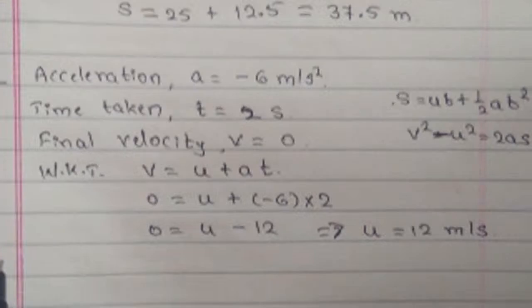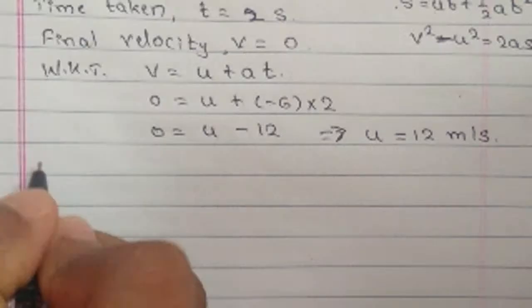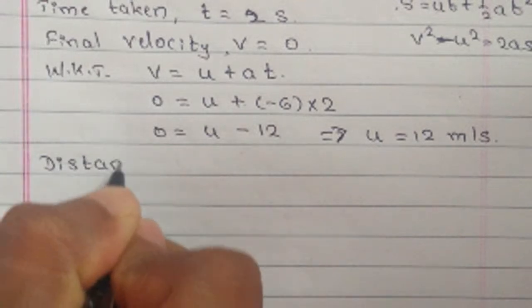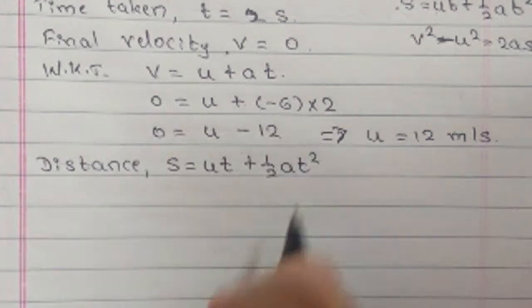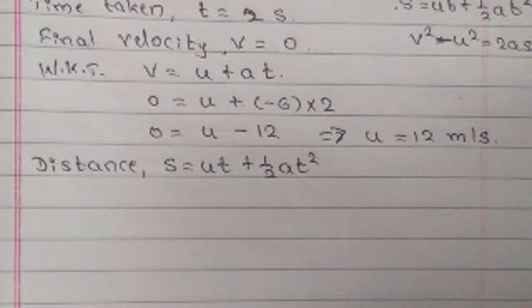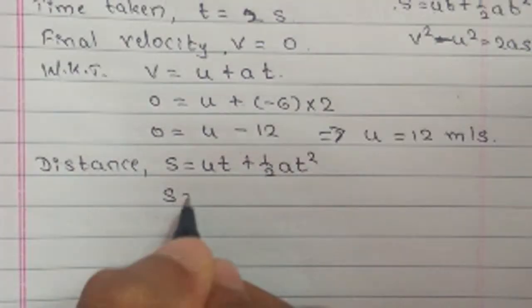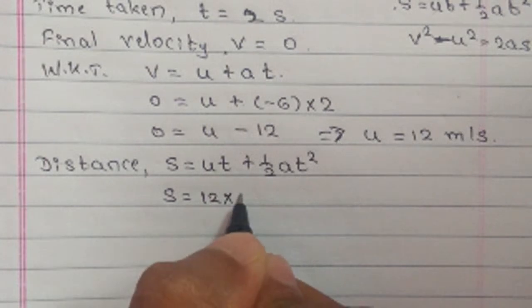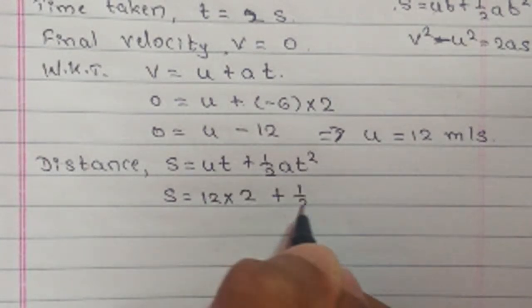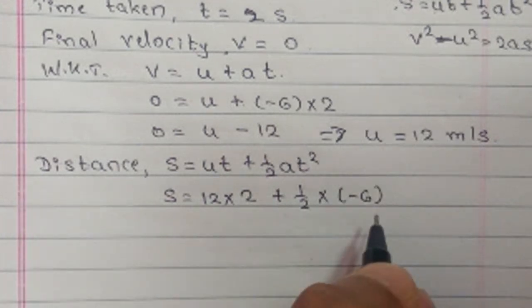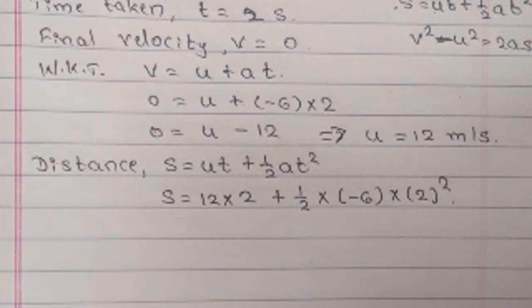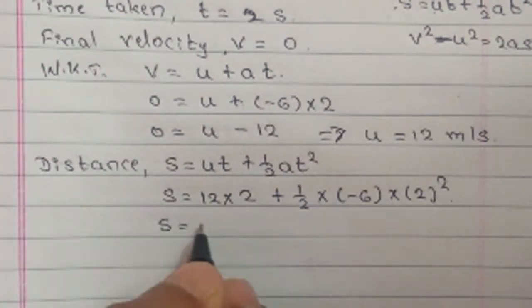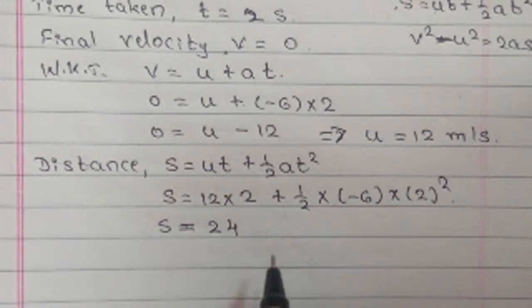Next one, distance traveled: s equals ut plus half at square. S equals u value is how much, 12, time is 2 seconds, plus half into acceleration, which is minus 6 meter per second square, into time taken, again 2 seconds, and t square. So s value becomes 12 into 2, that is 24.